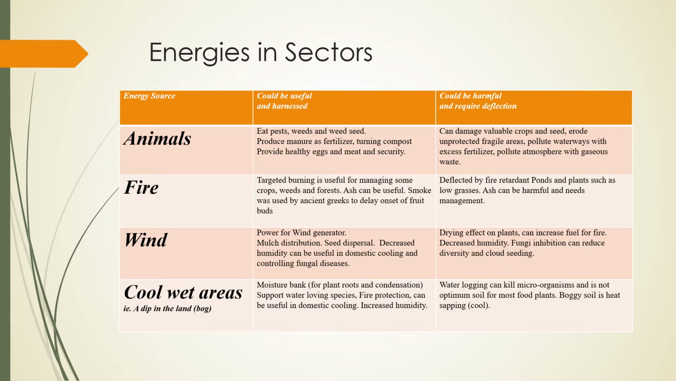We could break up the energies into sectors. We could say, well, one energy source is the animals because they're doing kinetic things like eating pests and weeds, and they're producing chemical energy in their fertilizer, and they provide healthy eggs for the family, which is also another form of chemical energy. But they can be damaging to the crops, and so there's another type of kinetic energy which could be avoided with fencing. If you look through this table, you can see different types of positive and negative effects of the energy.